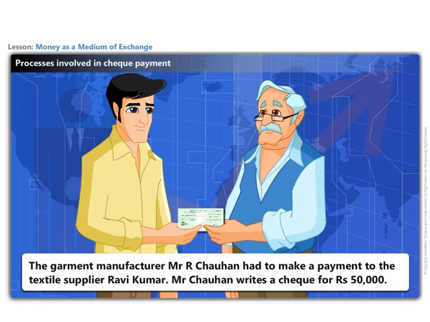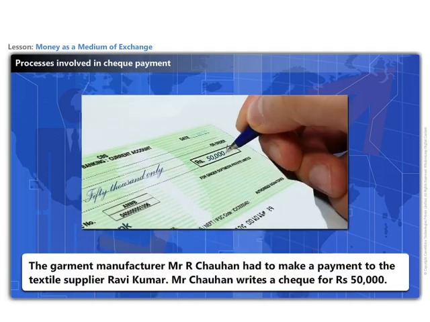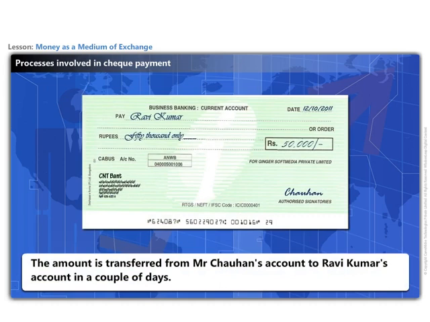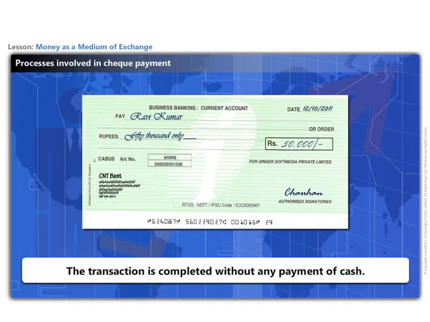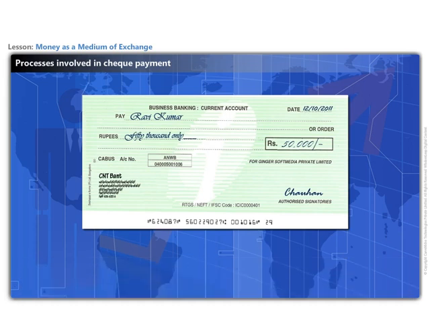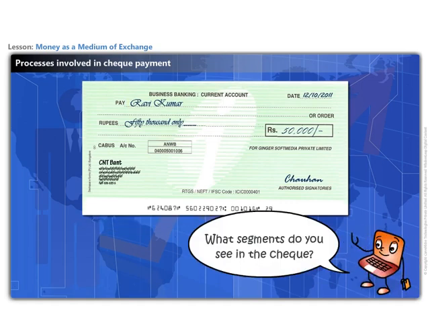The garment manufacturer Mr. R. Chauhan had to make a payment to the textile supplier Ravi Kumar. Mr. Chauhan writes a check for Rs 50,000. The amount is transferred from Mr. Chauhan's account to Ravi Kumar's account in a couple of days. The transaction is completed without any payment of cash. This is the check issued to Ravi Kumar by Mr. Chauhan. Let us have a close look at it.